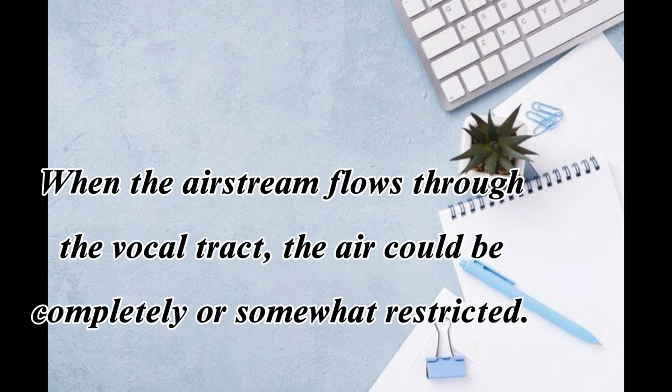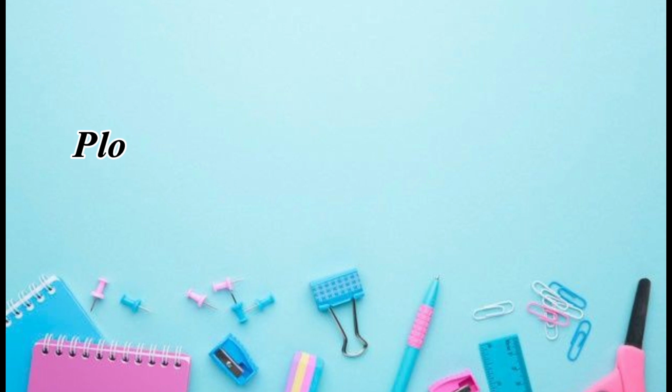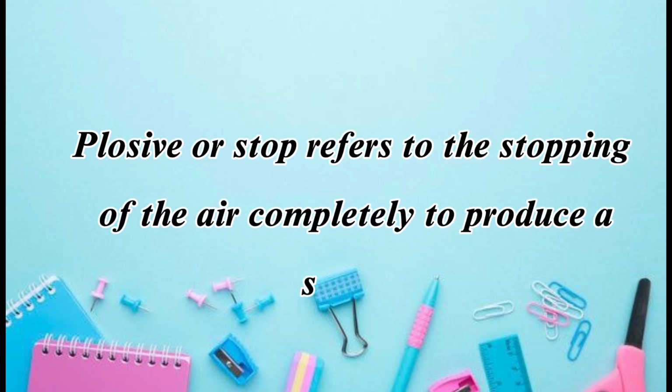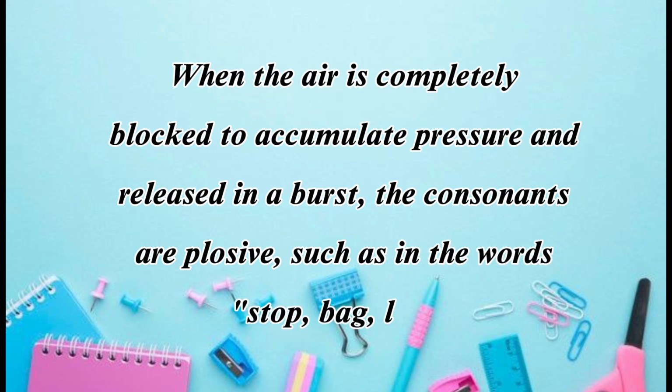And now, let's move on to the types. Number 1 is the plosive or stop. Plosive or stop refers to the stopping of the air completely to produce a sound. When the air is completely blocked to accumulate pressure and released in a burst, the consonants are plosive, such as in the words stop, beg, and lack.